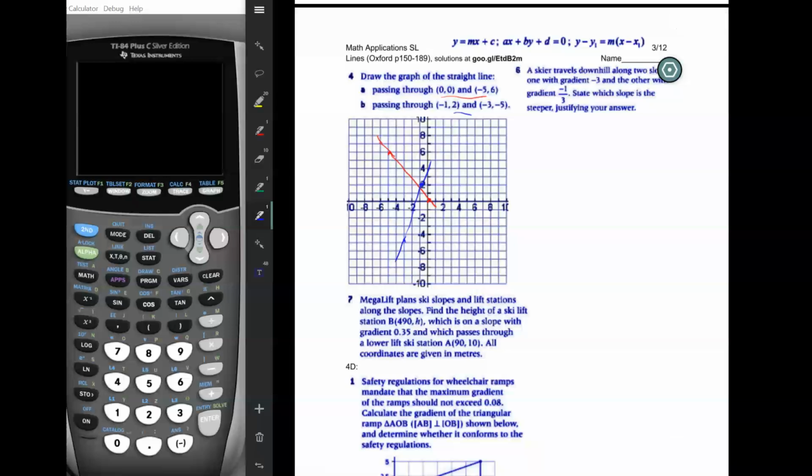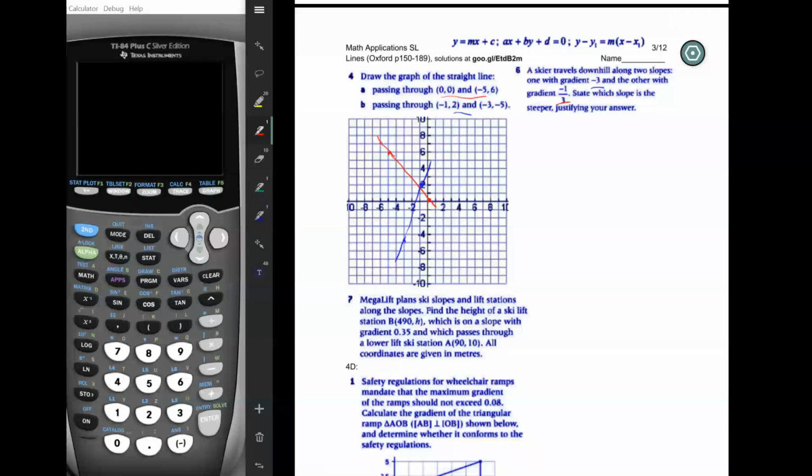Next one is number 6. A skier travels downhill along two slopes, one with gradient -3 and the other with gradient -1/3. State which slope is the steeper one, justifying your answer.